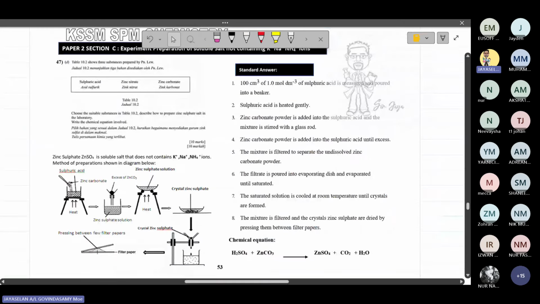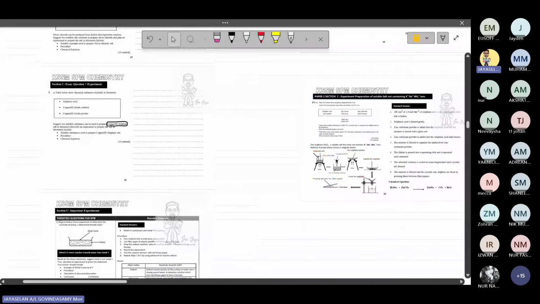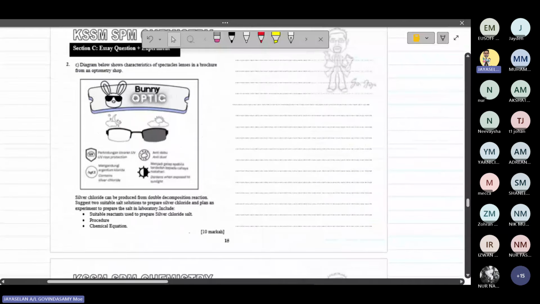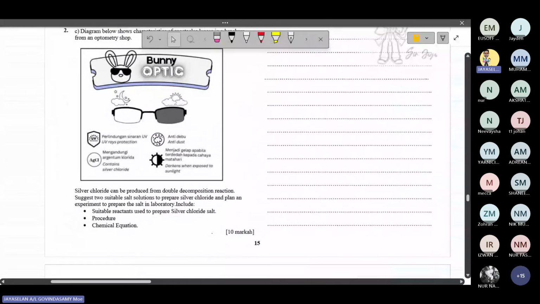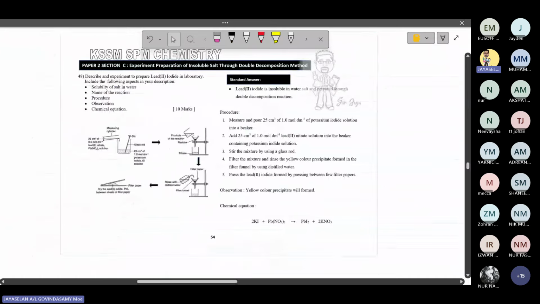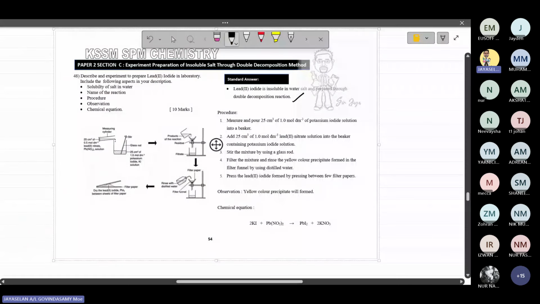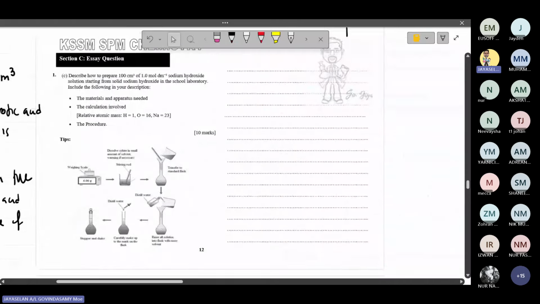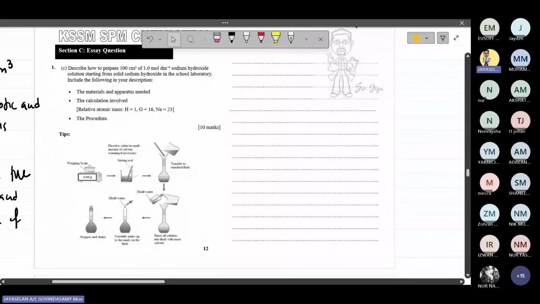I use another example. Then one more salt, this one. This is from the book. They ask you to prepare an insoluble salt, silver chloride, white colour precipitate. How to prepare this? The answer is here. This is its answer. You have to read and do it. But we do one first. Okay, this one, I do. All of you ready?